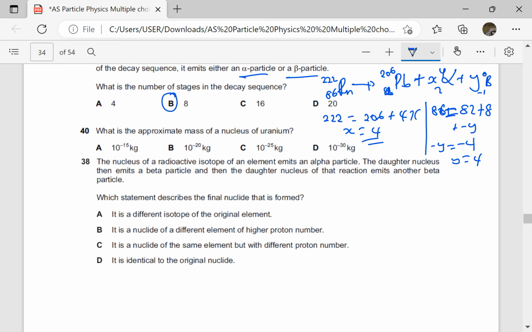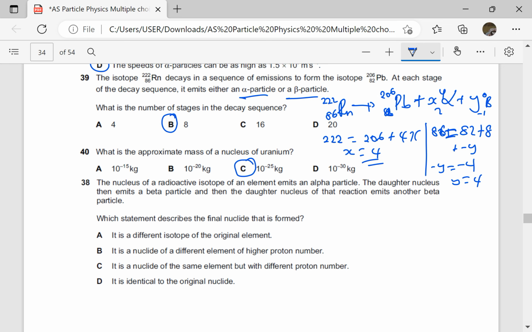What's the approximate mass of a nucleus of uranium? The approximate mass of a nucleus of uranium is about 10 to the power negative 25. In fact, you estimate how many protons uranium has. Approximately 92. And how many neutrons?